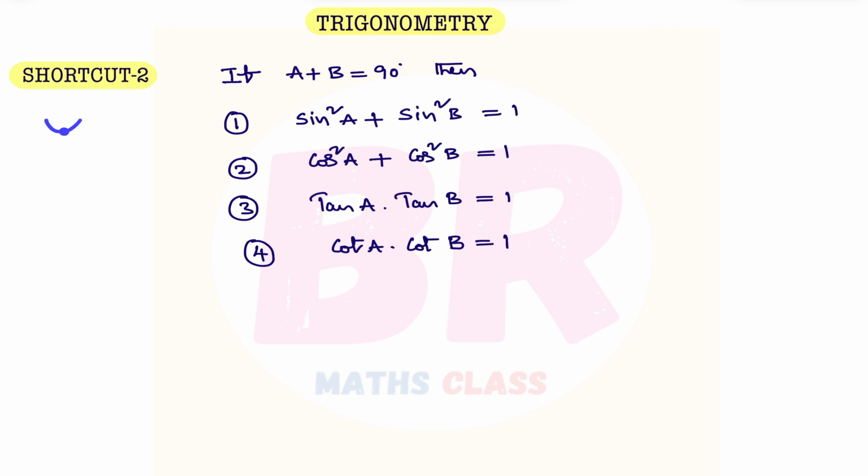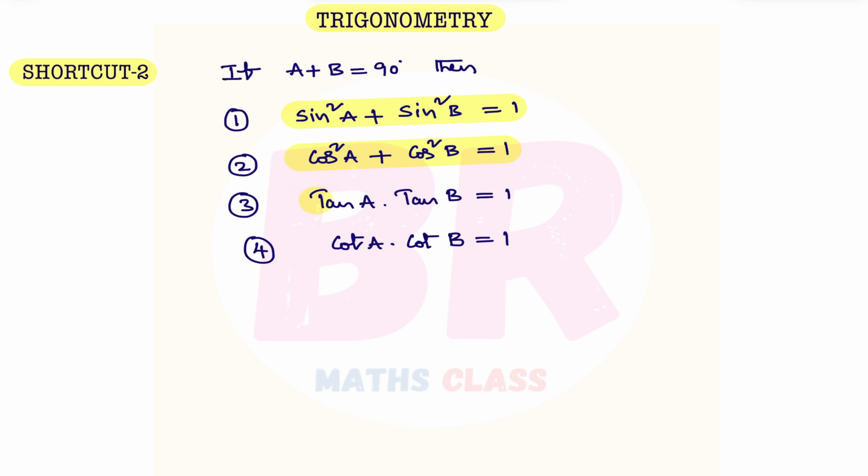In this, we are going to learn shortcut number 2. What is the shortcut? Whenever you see a plus b is 90 degrees, directly you can write sin square a plus sin square b value is 1. Not only that, when a plus b is 90 degrees, then cos square a plus cos square b is 1. It's not so difficult to remember all these things. When a plus b is 90 degrees, sin square a plus sin square b is 1. Cos square a plus cos square b is 1. Tan a into tan b is 1. Cot a into cot b equal to 1.